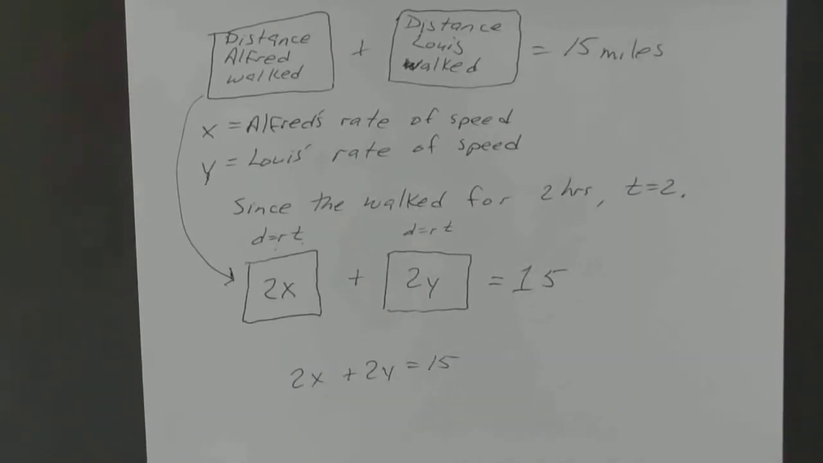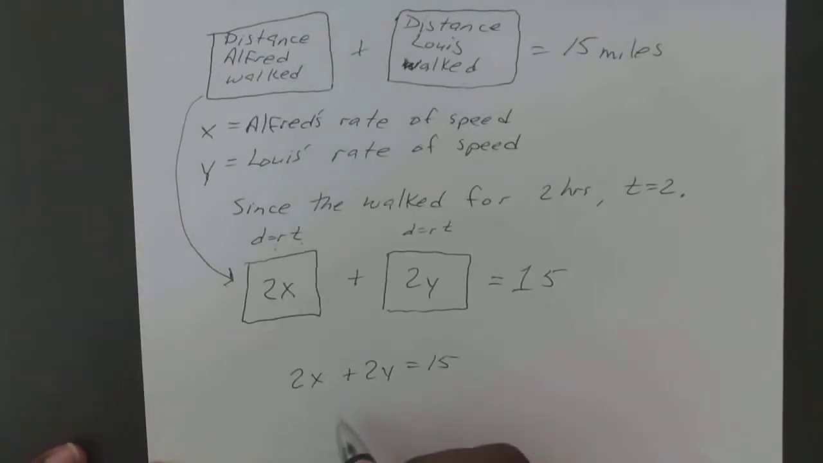So if we look back at our problem, what else do we know about their rate? Yep, Lewis walked 1 mile per hour faster. So since Lewis walked 1 mile per hour faster, that means that if Alfred walked x miles per hour, then Lewis walked x plus 1 miles per hour. So that's our second equation. y equals x plus 1. Does that make sense? All right.